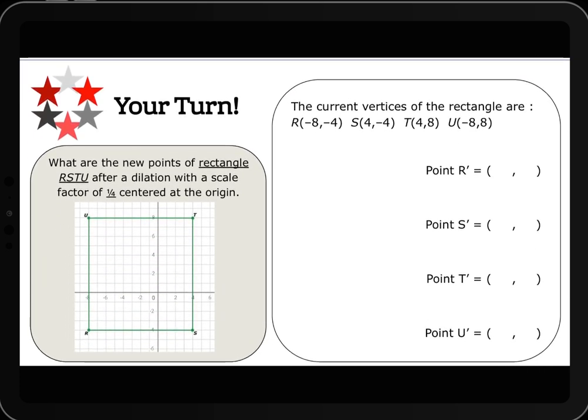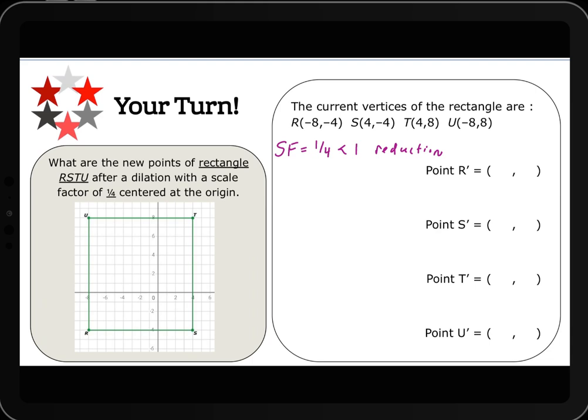Let's try that one more time. Here is a rectangle. We are tasked with identifying the ordered pairs of the image, which is not graphed, by being given the pre-image coordinates that are provided above. We have a scale factor of 1/4. Now, 1/4 is our scale factor. That means that with a scale factor of 1/4, being that it is less than 1, is a reduction. So of course, this is going to make our figure smaller.